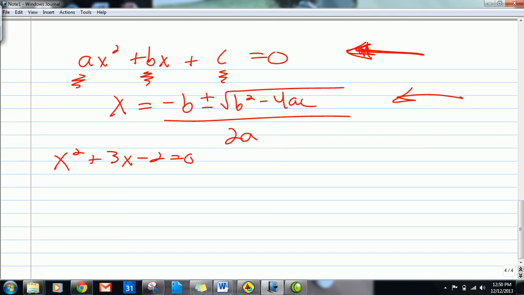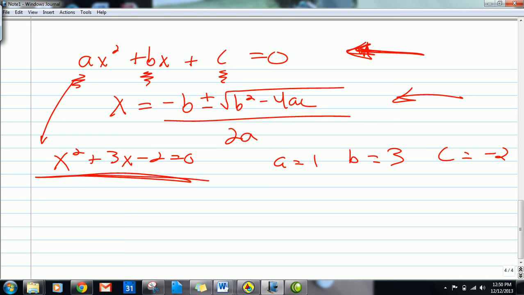So it's important to understand what a, b, and c are. There's a 1 out here, so a is 1. B is what? That's right, it's 3. It's the number in front of the x. And c is close, not 2, but negative 2. So all I'm going to do is plug those numbers into the quadratic formula.